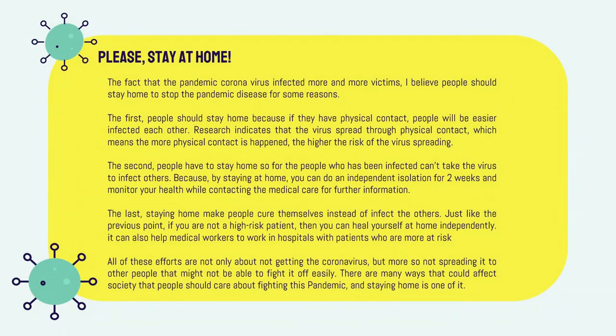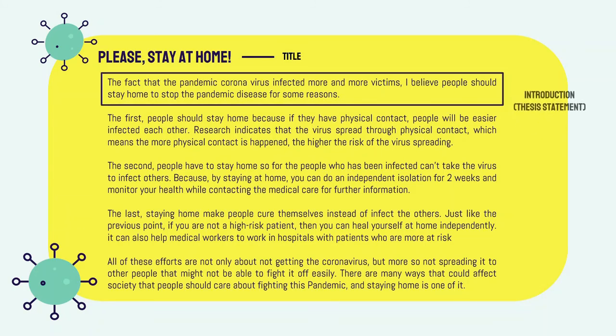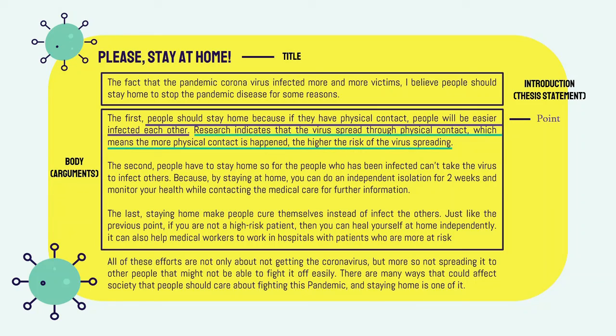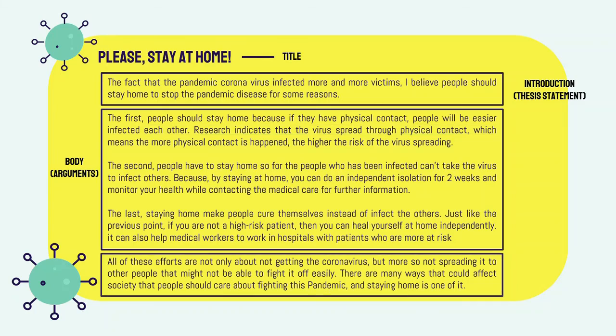Now let's analyze the text again with its structure. As you can see, "Please stay at home" is the title. The first paragraph is the introduction. The next 3 paragraphs are the body or arguments. These are the arguments. In one of the arguments, this sentence is a point, and the next sentence is called elaboration. The last paragraph is called the conclusion.